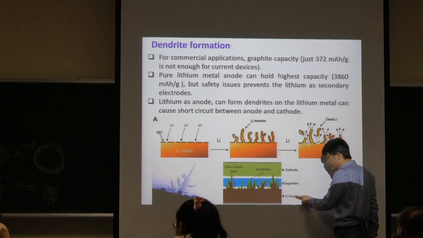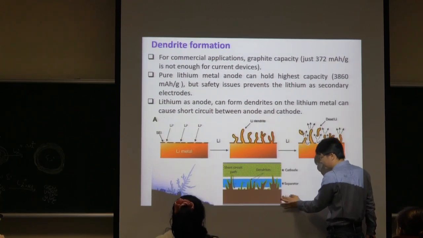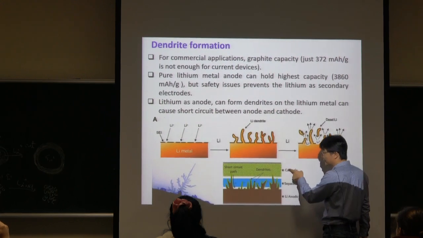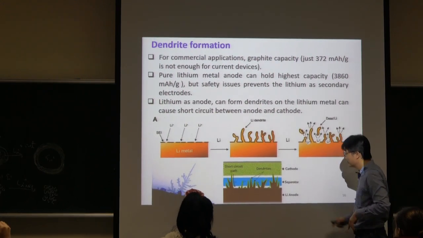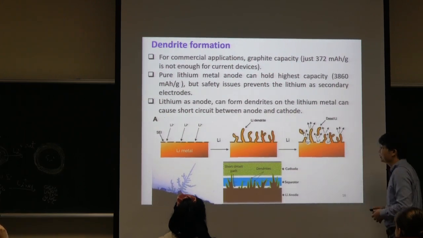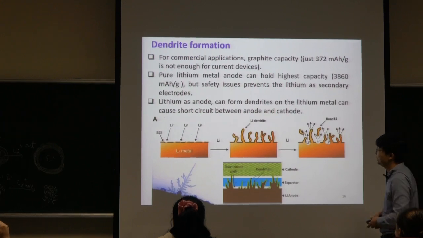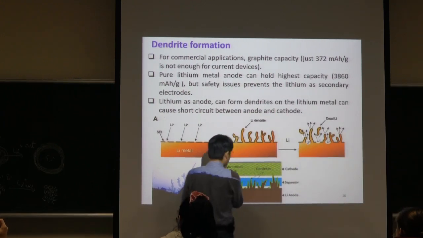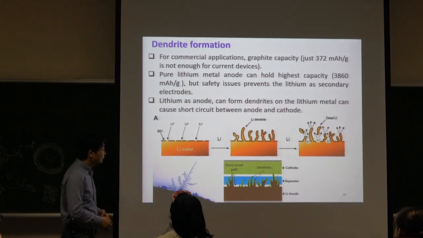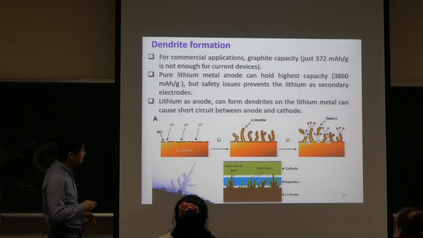For example, we provide lithium as the anode side, and here is the cathode side. Of course, we have a separator right here. During charge and discharge, the lithium will diffuse in and out. As you can see, an SEI is being formed.